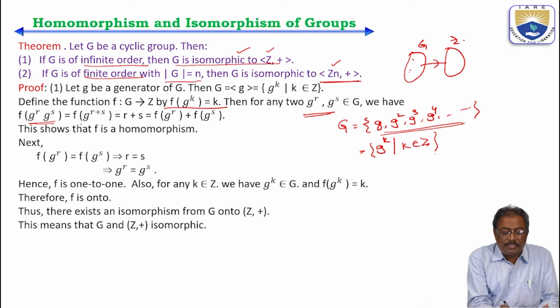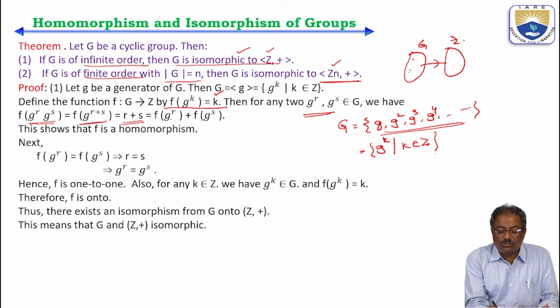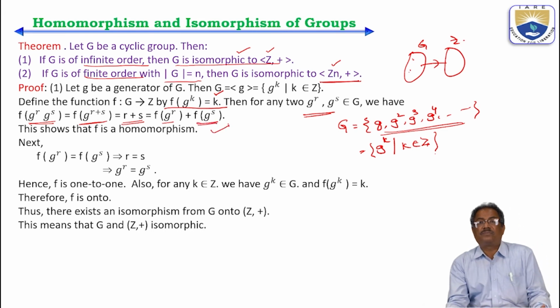So F of G power R into G power S, which is F of G power R plus S. By the definition F of G power K is equal to K, so this is R plus S. Here R is F of G power R and S is F of G power S. So we can say that F is a homomorphism.